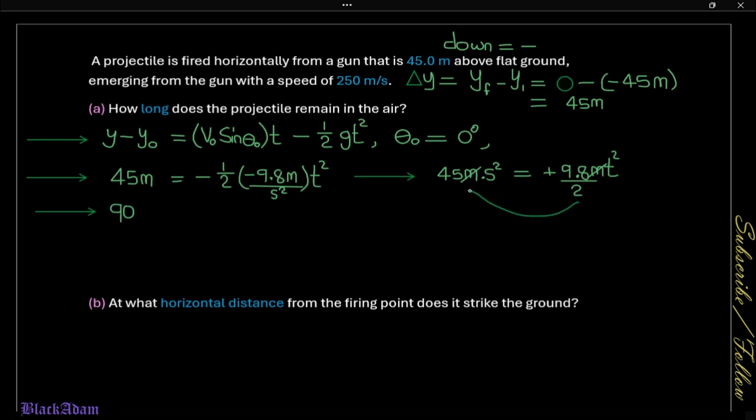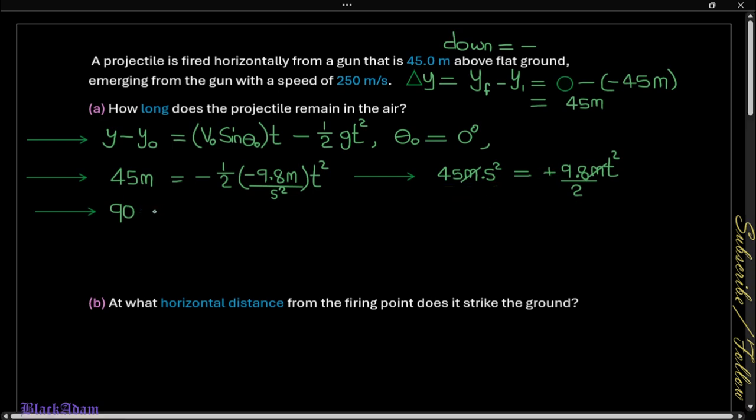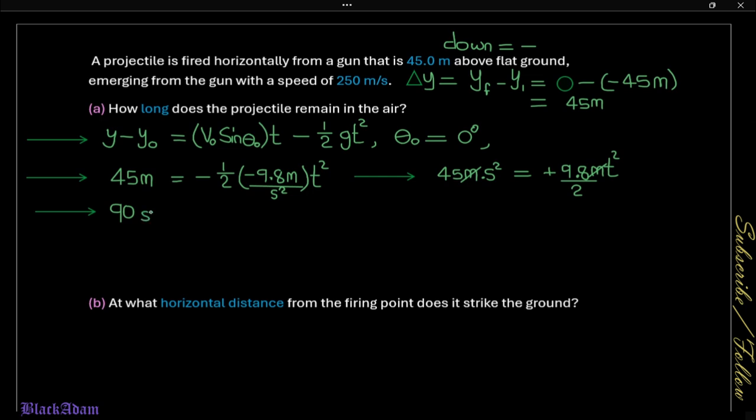Multiplying by 2 gives us 90, since 2 times 45 is 90. Cross multiplying, we have 90 meters, and the meter cancels out, so we have 90 equals 9.8 t squared. Solving for t, t squared is going to be 90 over 9.8, so the root of that is the value for t. So we divide 90 by 9.8 and find the root of that.